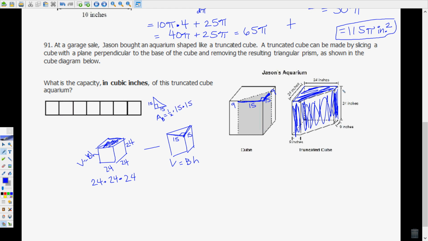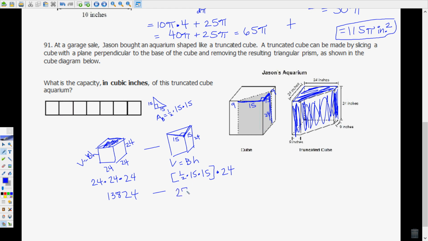And then the height of your prism is going to be the same, 24. Its height is 24. So you multiply and you get 24 times 24 times 24 here. You plug that into your calculator. You subtract from that the area of your base, which was 1/2 times 15 times 15 times the height of your triangular prism. Plug all that in your calculator, divide by 2.